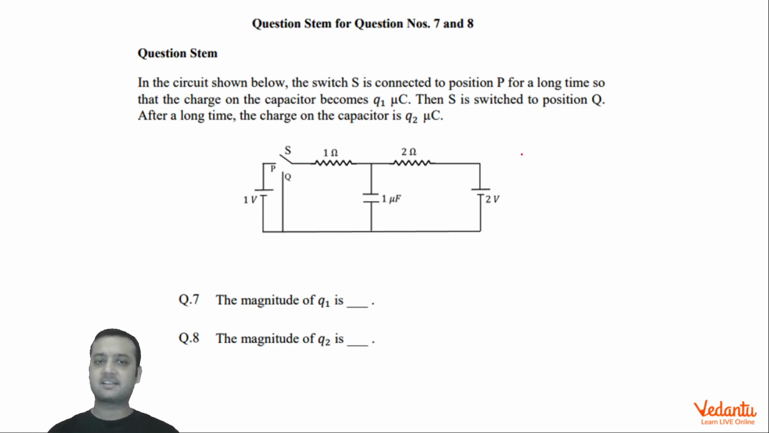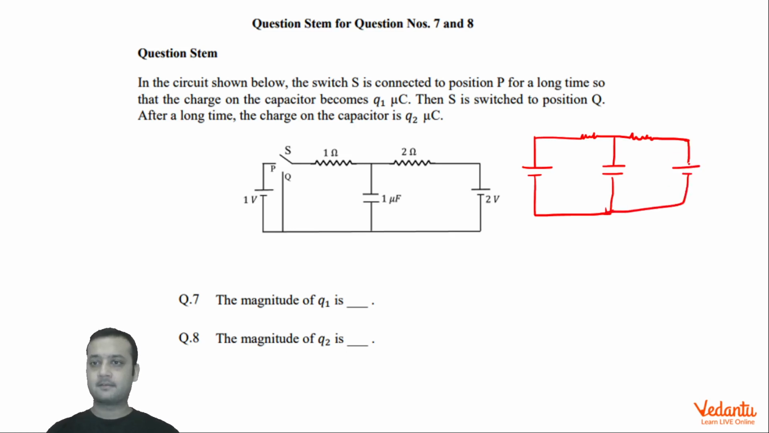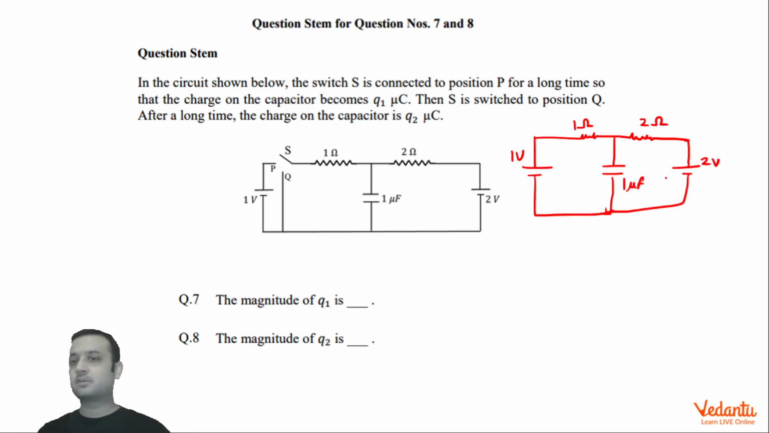In that case, this wire is useless. So we can say that this is how the circuit is going to look like. This is 2 volts. This is 1 volt. This is 1 ohm. This is 2 ohm. This is 1 microfarad. So you can see in the steady state there will be no flow of current through this wire because the capacitor would have been fully charged. So there will not be any charge flow. So the current will be 0. So in that case we can say that current will be flowing only in this loop.